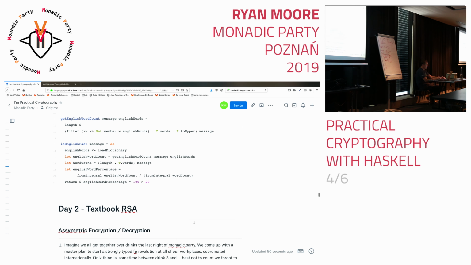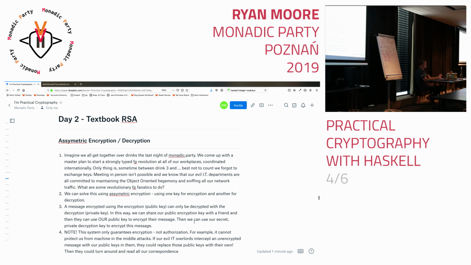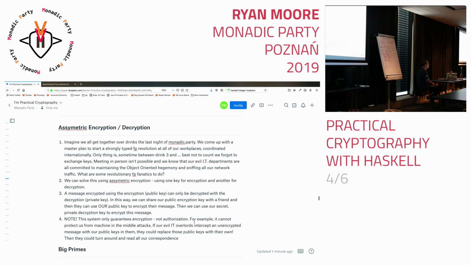But want to get into the thick of it today and talk about RSA. So imagine we got it all together over drinks last night at Monadic Party, and we came up with a big plan that we were going to introduce functional programming everywhere we worked.